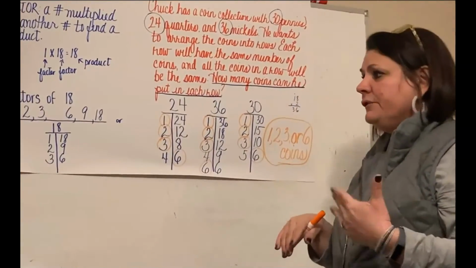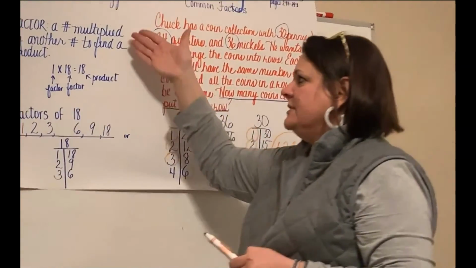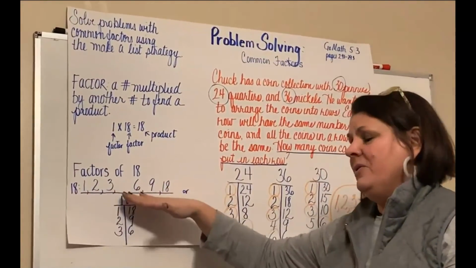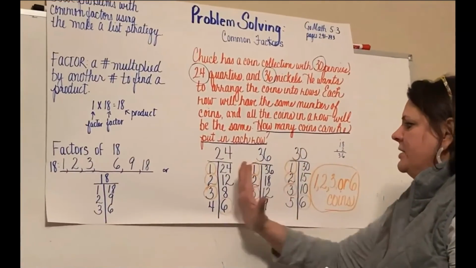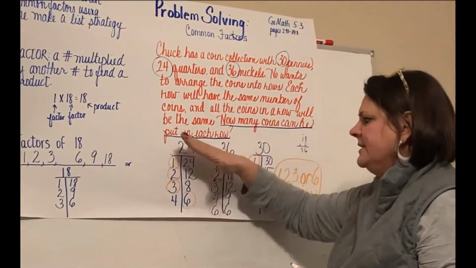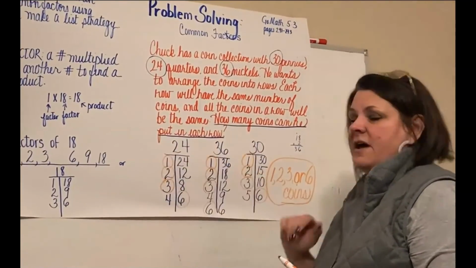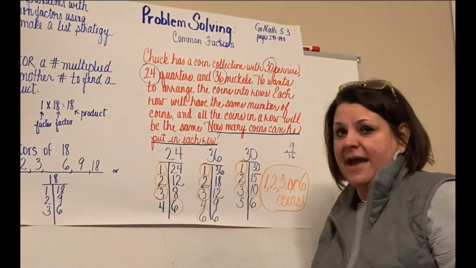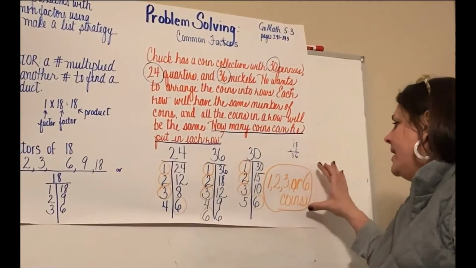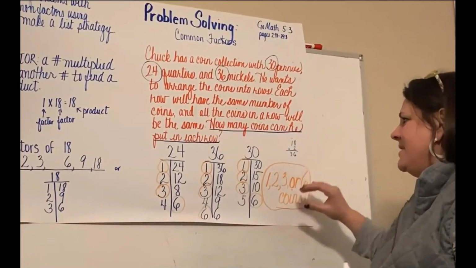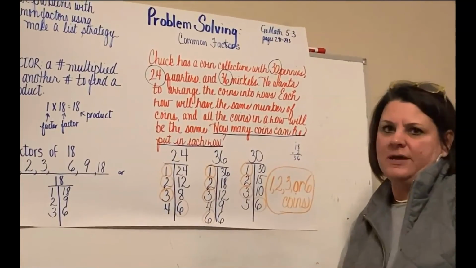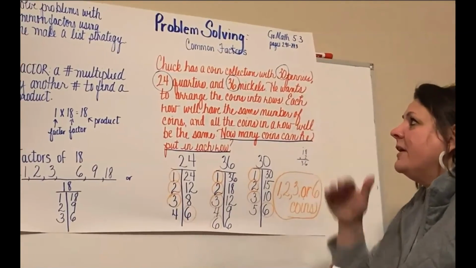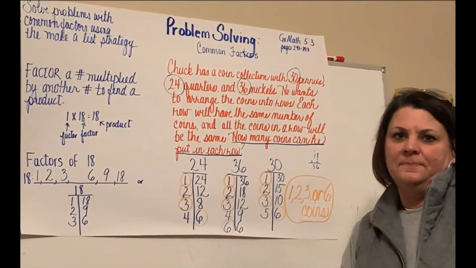Once again, a factor is a number multiplied by another number to find a product. You can do it linear or in a tree form. You want to make sure that your numbers are neat and organized and you start from 1 and go to the highest factor. You want to circle each common factor, and then put your answer over here, and make sure it's labeled and that it actually answers the question. So this is an example of problem solving with common factors. Thank you.